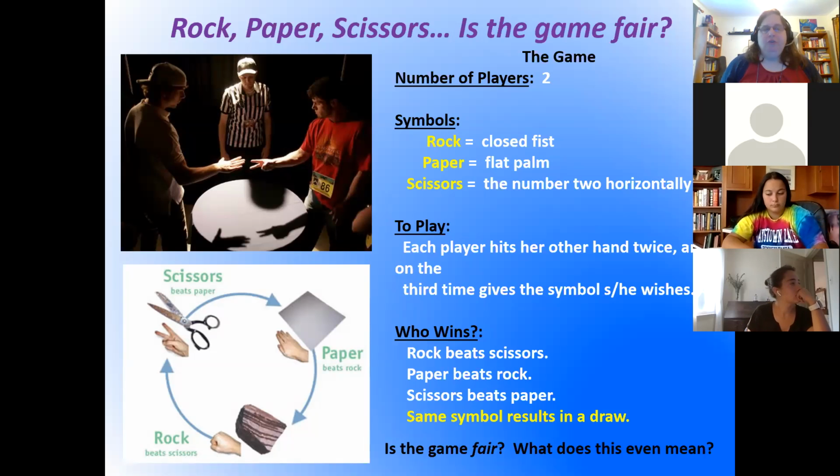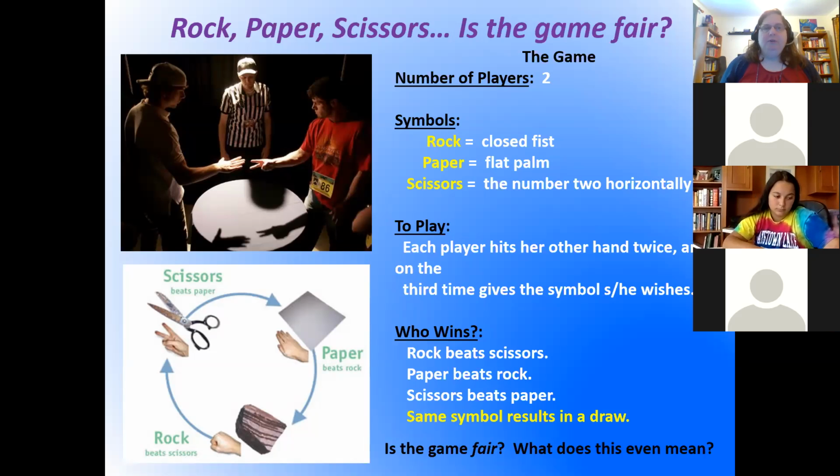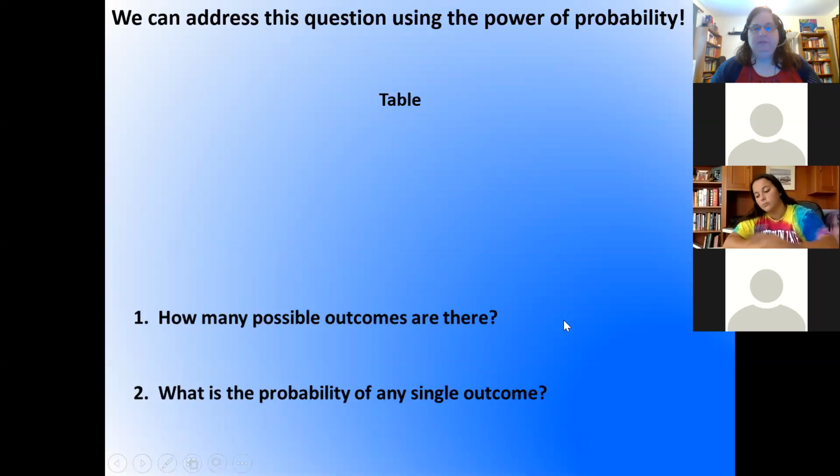So first of all, we talked about in lecture 2, rock, paper, scissors: is the game fair? Most people are familiar with rock, paper, scissors. You've got your rock, closed fist, paper, flat palm, scissors, two fingers horizontally. Each player hits the other hand twice, and on the third time gives the symbol that they wish. Rock beats scissors, paper beats rock, and scissors beats paper. And if you both pull the same symbol, then it results in a draw.